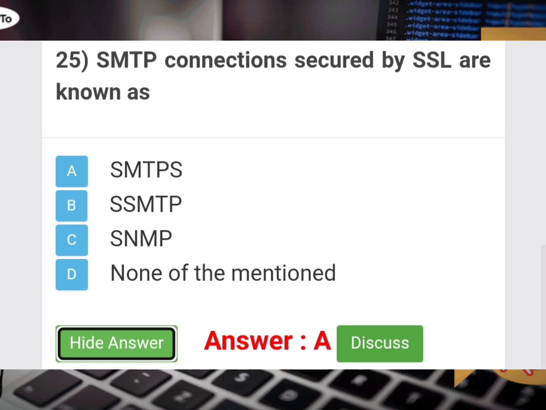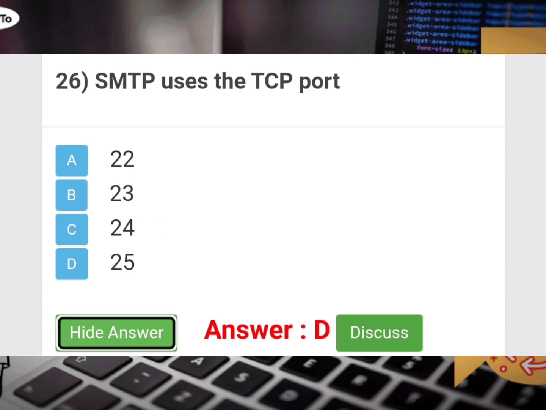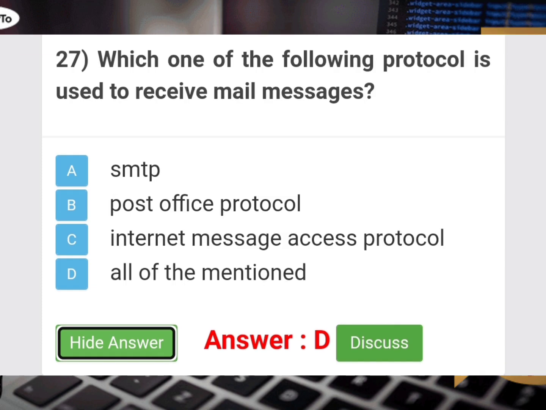SMTP connections secured by SSL are known as answer A, SMTPS. SMTP uses the TCP port, answer D, 25. Which one of the following protocols is used to receive mail messages? Answer D, all of the mentioned.